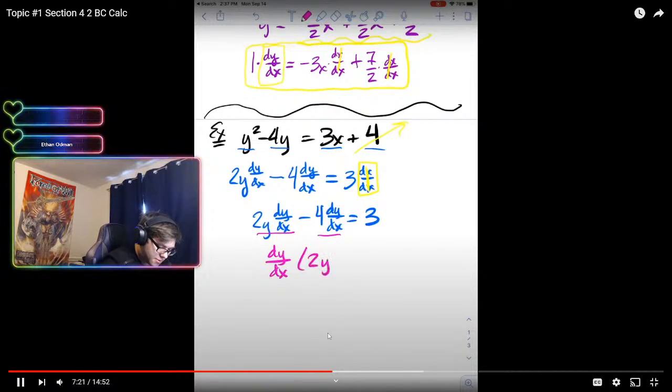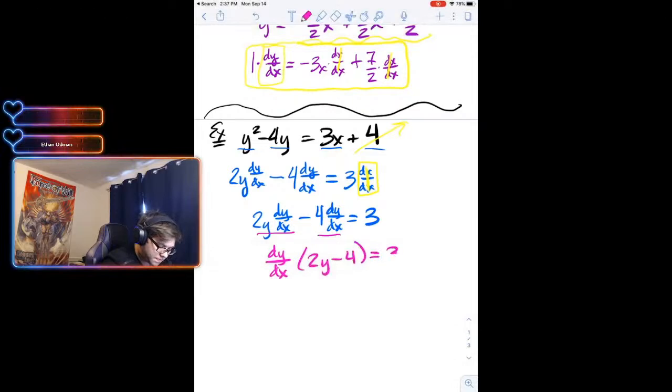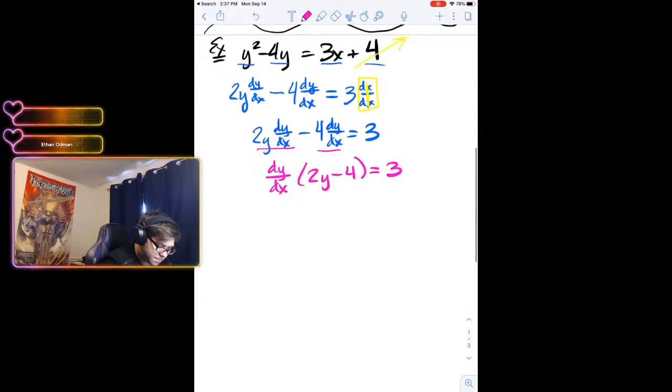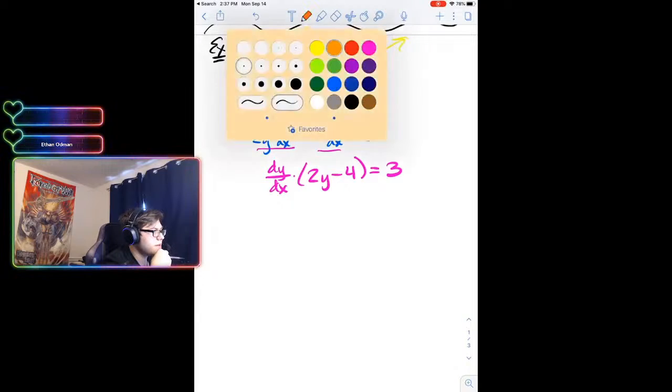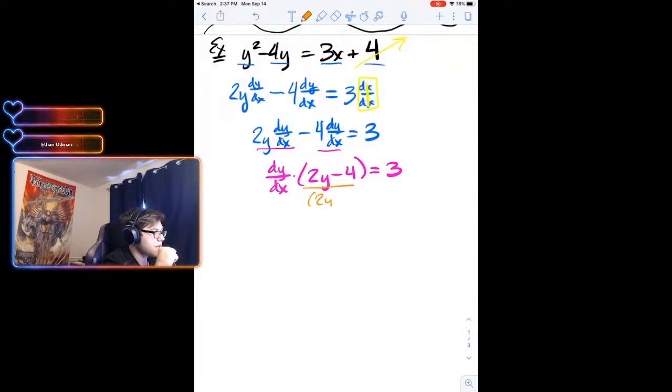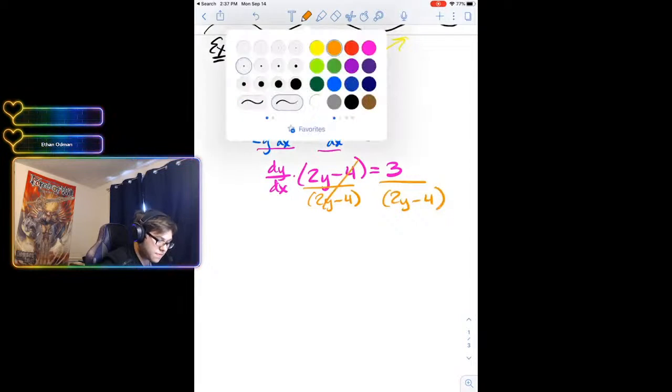And that would leave me with parentheses 2y minus 4 is equal to 3. And I'm here to tell you that we can call ourselves finished with an implicit differentiation question once we have dy/dx completely by itself. So right now I want you guys to read the fact that this reads dy/dx times a certain parenthesis unit. And of course we know the opposite of multiplying something is to divide by that same thing. So we're going to divide by the quantity 2y minus 4 and make it cancel.